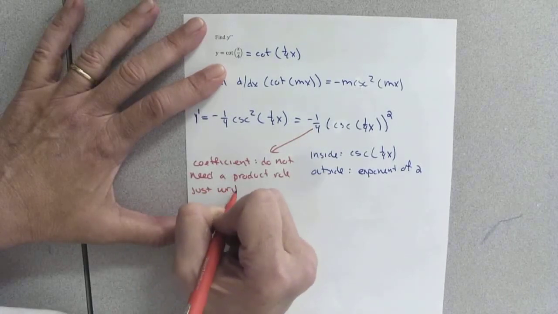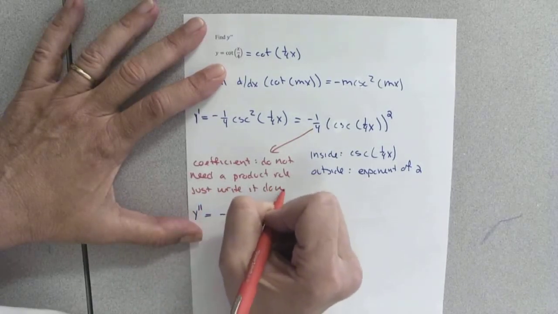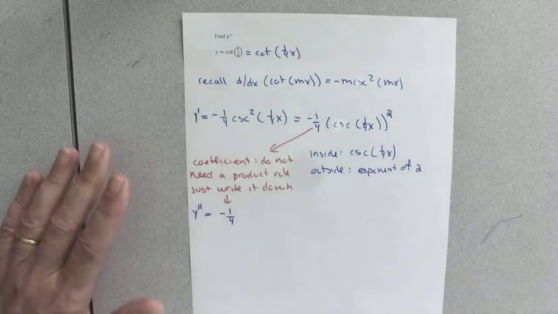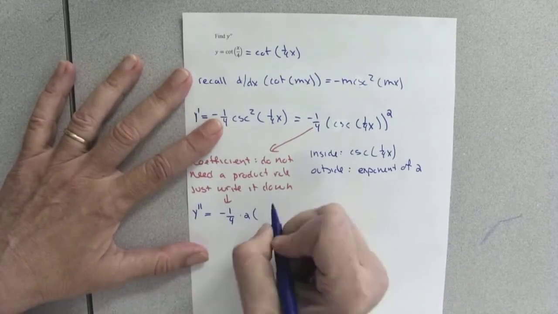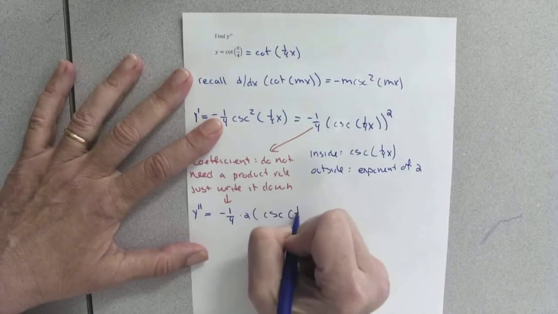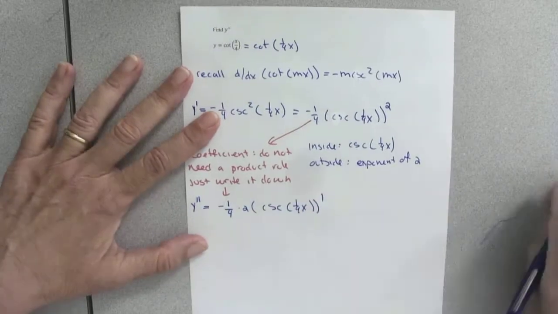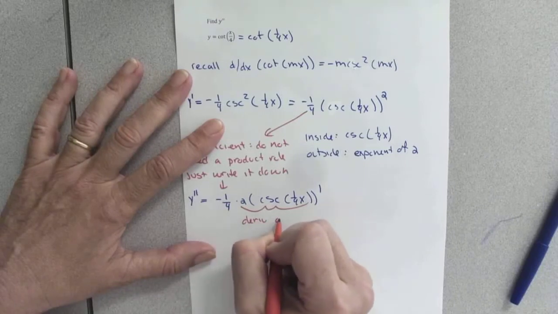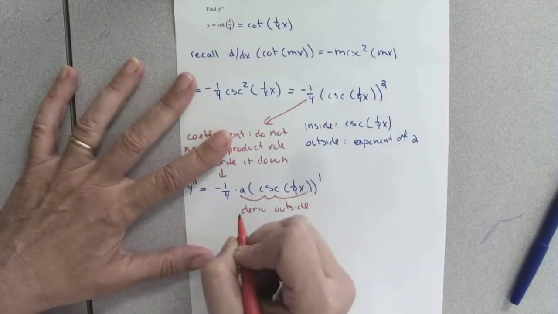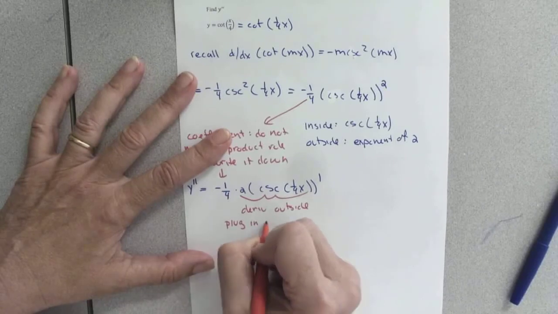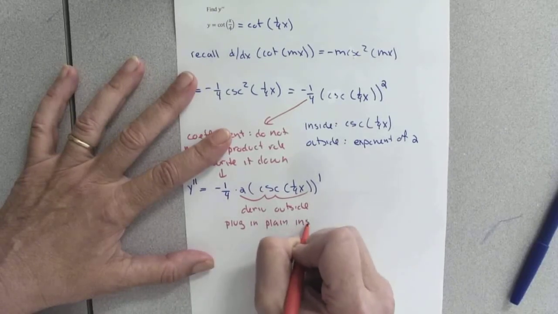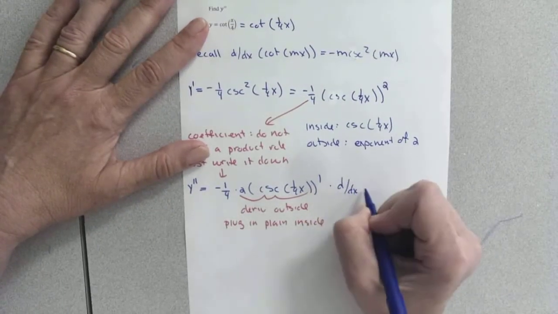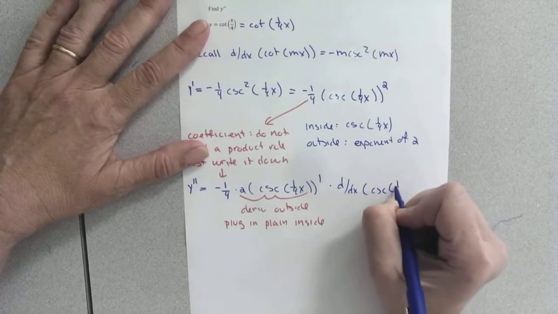Just write it down. This is what we see right there. Then start with my outside. Multiply by the exponent. Leave the inside alone. Decrease the exponent by 1. Derivative outside. Plug in plain inside. Then the rest of the chain rule times the derivative of the inside.